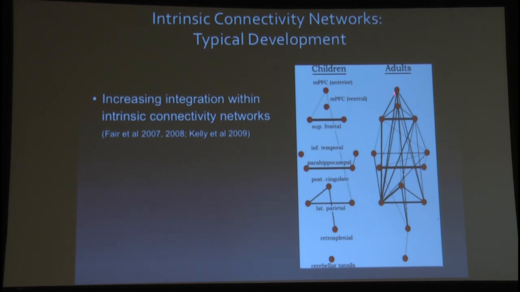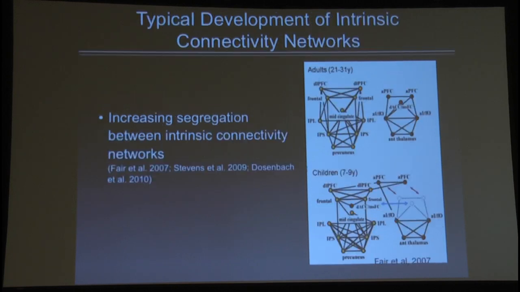What happens is within a connectivity network, so this is within one network, there is increased integration with age. So this is adults and this is children. So over time, within a functional network, the different areas within the network all start to really talk to each other very closely. And that happens over time. The other thing that happens is that different networks become more segregated from each other.